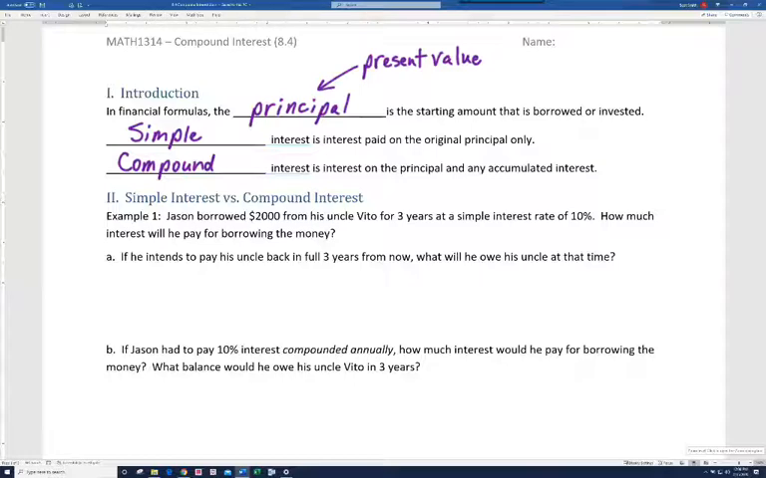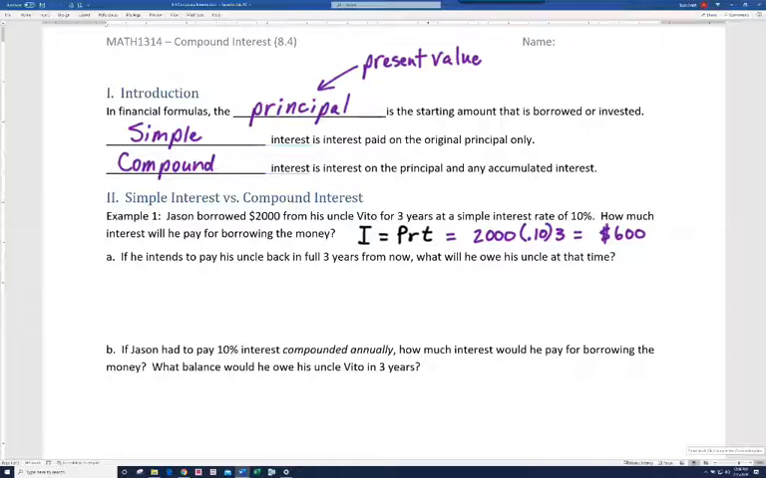So simple interest versus compound interest, I'm right here. It says Jason borrowed $2,000 from his Uncle Vito for 3 years at a simple interest rate of 10%. How much interest will he pay for borrowing the money? Now, we learned how to find simple interest. We use this formula, I equals PRT. And so if you plug in the principal, the interest rate written as a decimal, and the time, you get $600. So to borrow this money for 3 years, it's going to cost Jason $600.